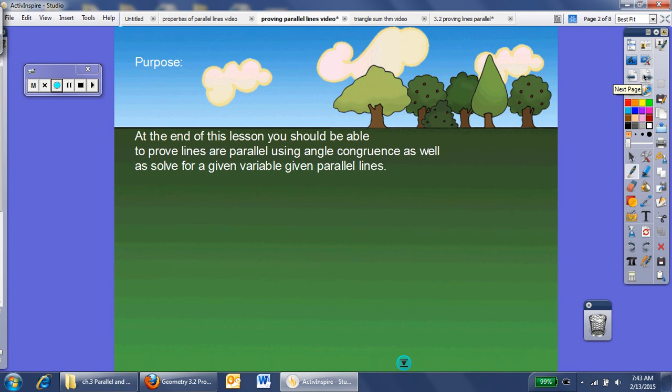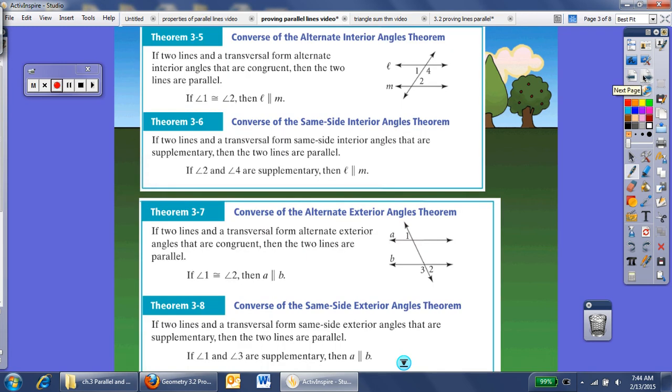The purpose for today's lesson is that at the end of this lesson, you should be able to prove lines are parallel using angle congruence, as well as solve for a given variable given parallel lines. Here are 4 theorems that are the converse of everything that we learned yesterday. Basically, in each of these theorems, given angles are congruent or supplementary, we can then say that the lines are parallel. We're going to apply these theorems to a couple problems here.